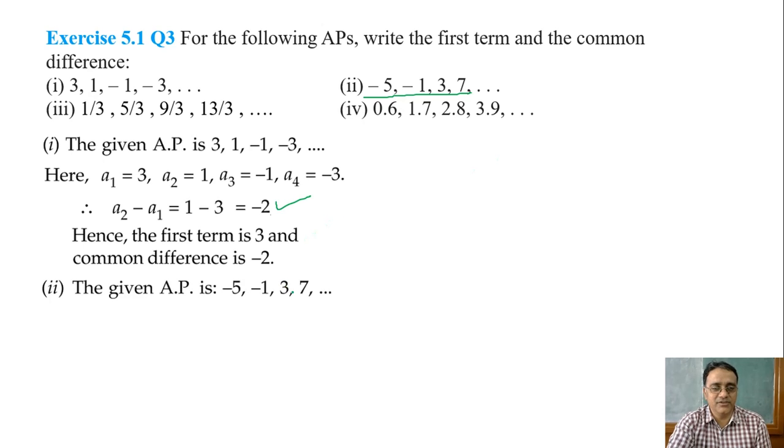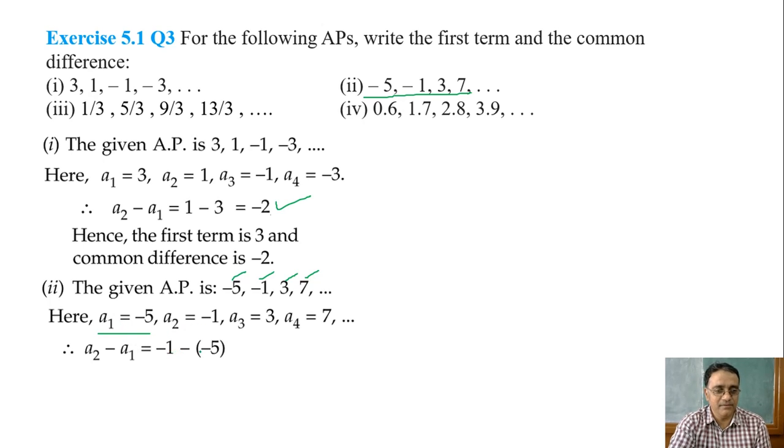-5, -1, 3, 7. A1, A2, A3, A4. So what is the first term here? -5. Now how will you calculate D? A2 minus A1. So minus of -5 it will become plus. So -1 plus 5 कितना होगा? 4. Right, 4.